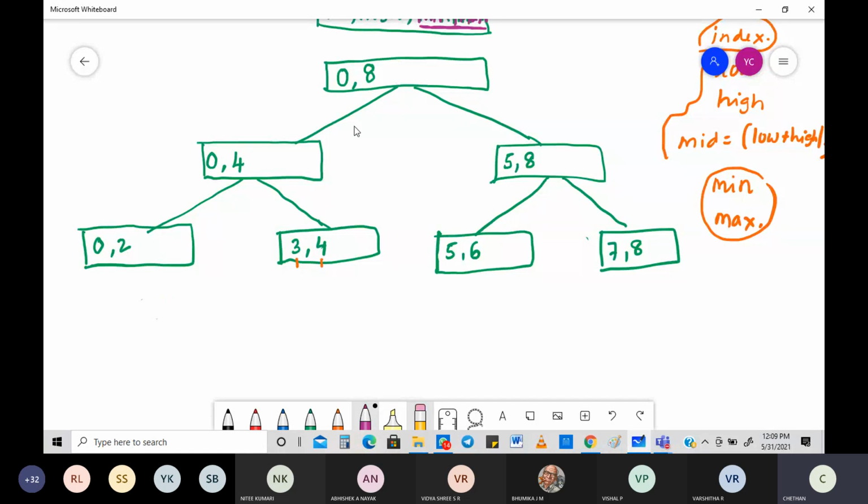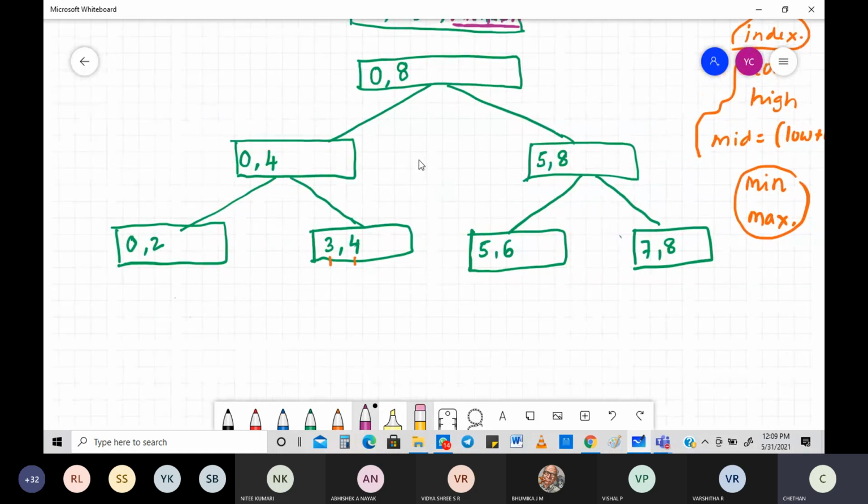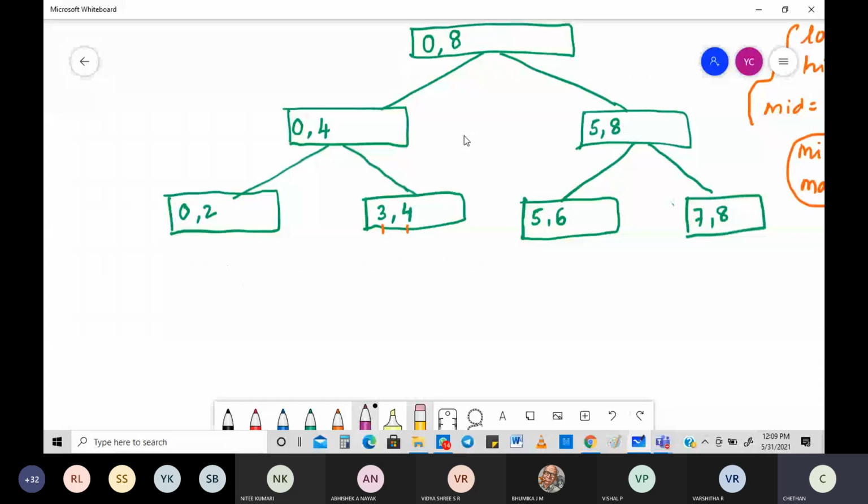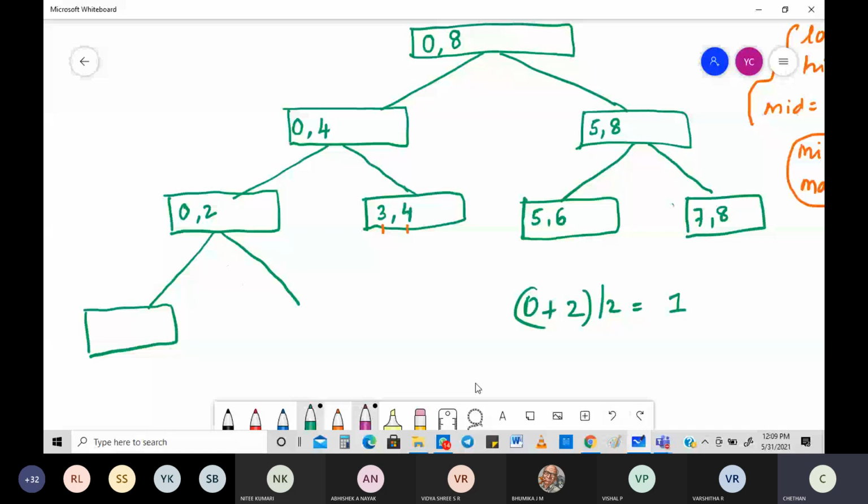So I'm going to do that again. If I split this again, what are the two values I'm supposed to get? The two values I'm going to get are 0 and 2, right? So low is 0 plus high is 2, divided by 2. 0 plus 2 is 2, divided by 2 you get 1. So towards this side you get 0, and you get 1. Low and high, both 1.